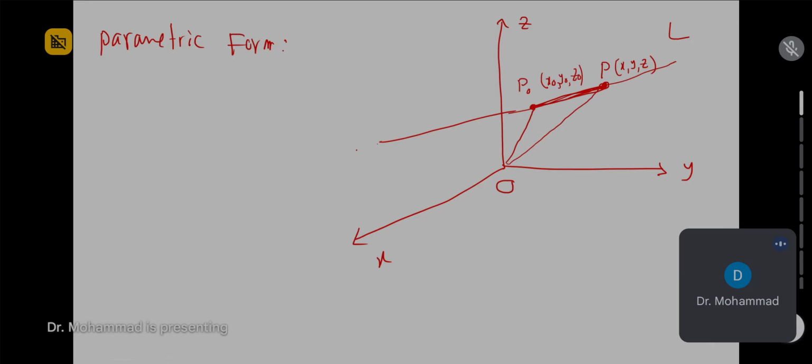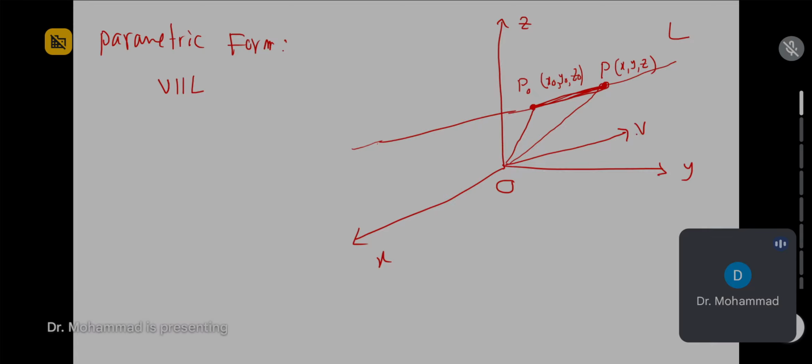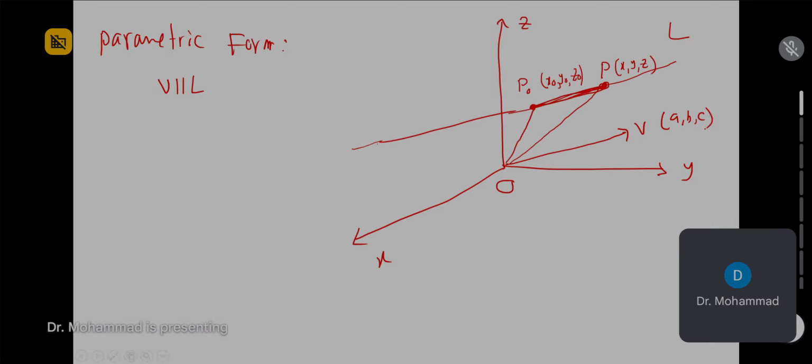Now this is the line L. So we take a vector that is parallel to the line L. Let's call it V. How can we choose V? That V is parallel to the line L. So this is another line V, absolutely parallel to the line L, with coordinates, for example, A, B, and C.